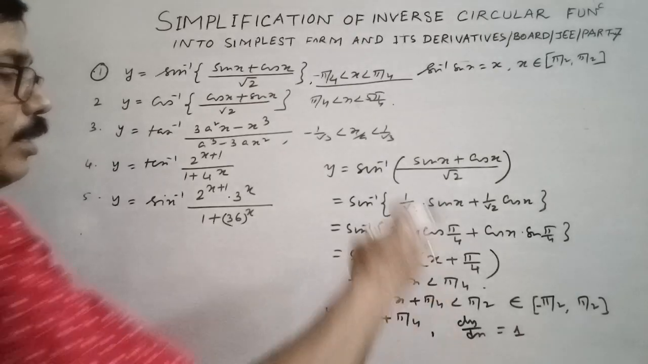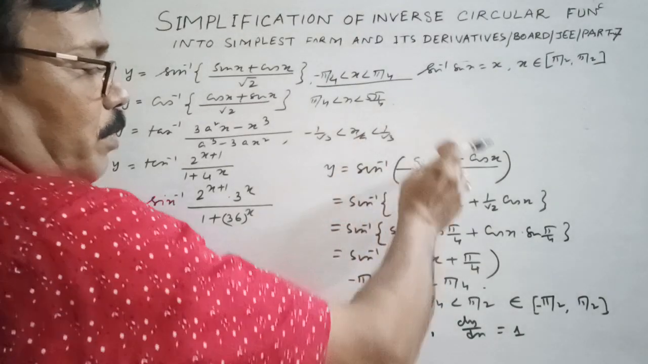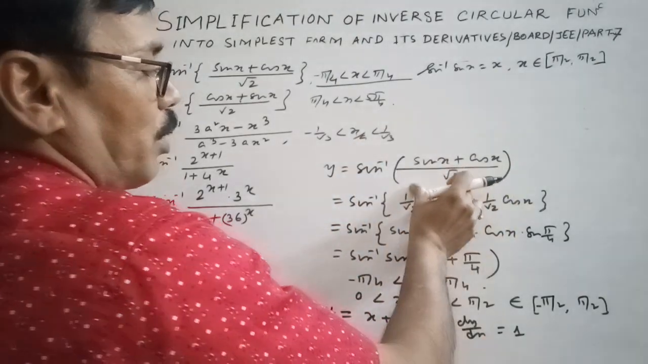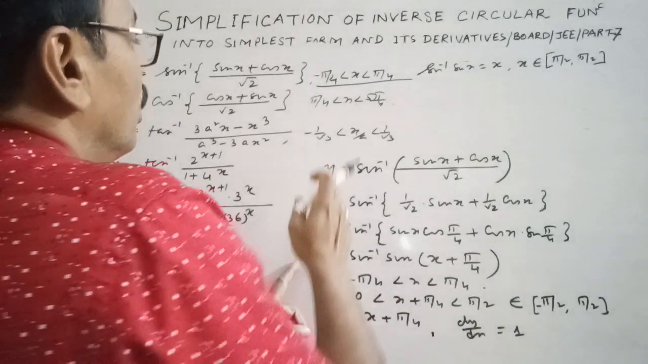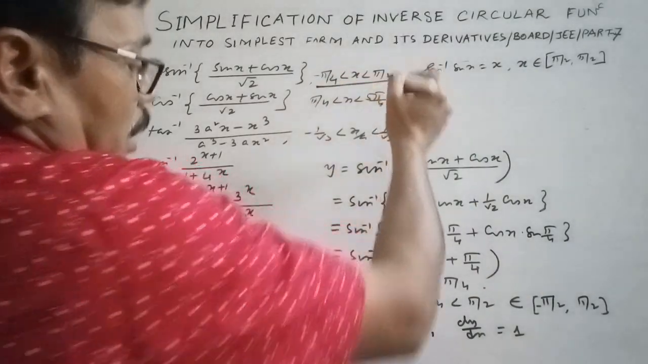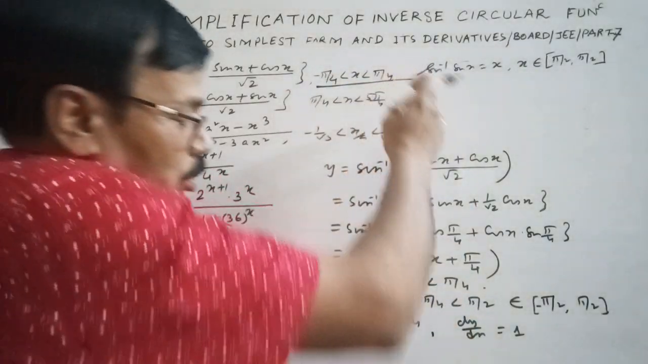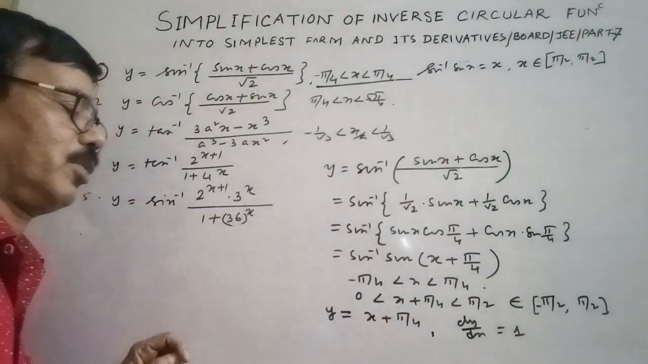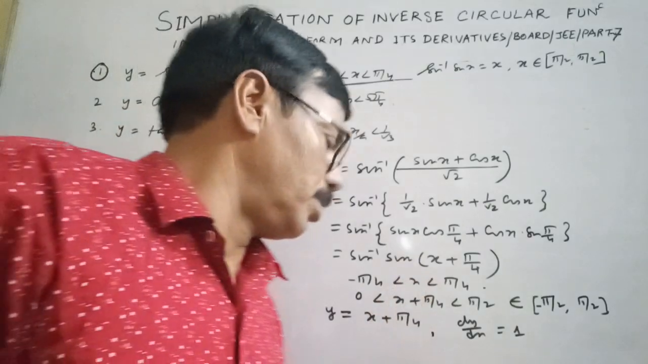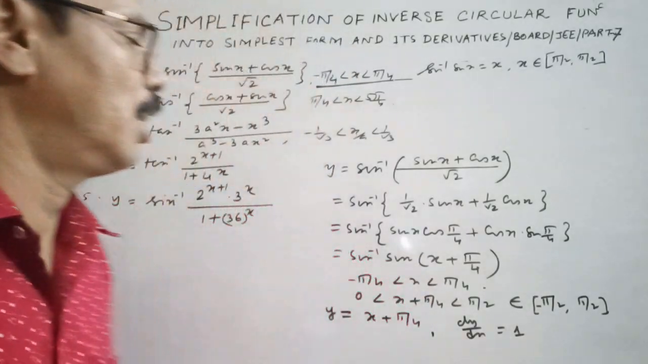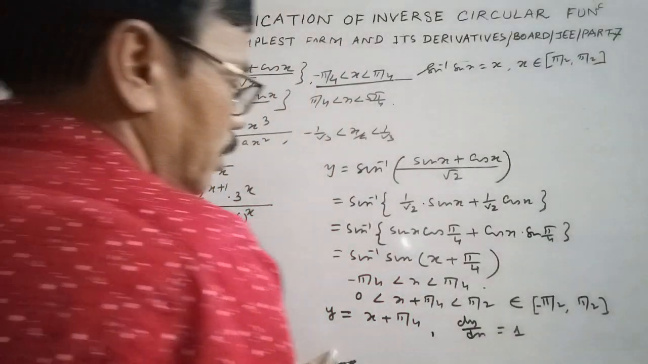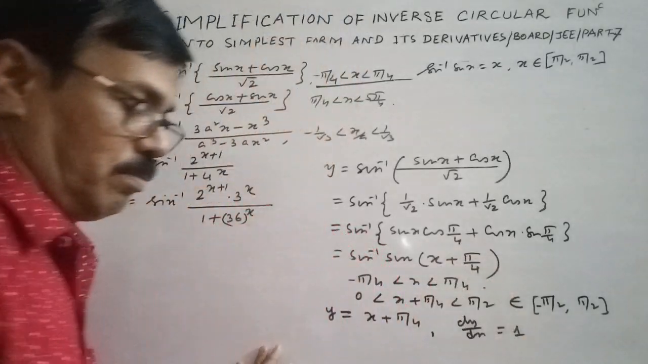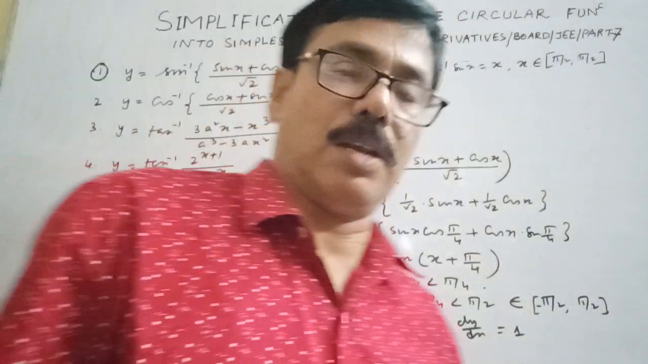So look it again. This is sin inverse. So your main aim is to put it in terms of sine. Then if restriction is given, you look whether the restriction belongs to principal value or not. If it is principal value, then it is x. And if no restriction is given, we suppose this argument belongs to principal value.